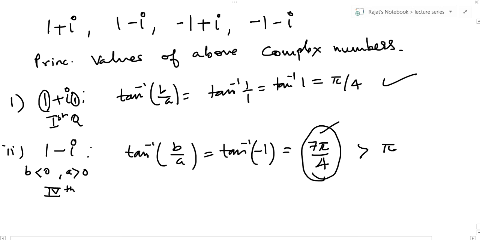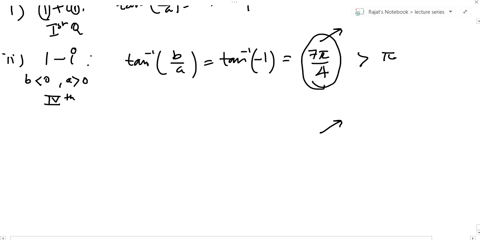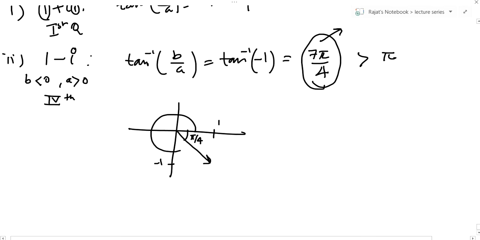So this is the argument of the complex number 1 minus i, but this is not the principal value. For the principal value, the argument should lie between minus pi and pi. So what to do? If you draw the complex number, it will be in the fourth quadrant, 1 minus 1. This angle will be pi by 4. So what we are essentially doing is we are taking this angle.